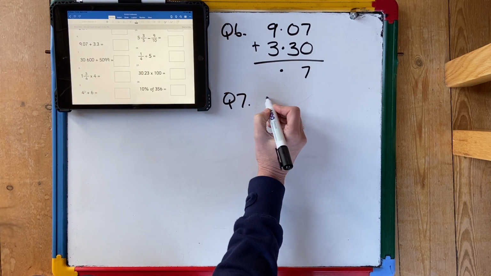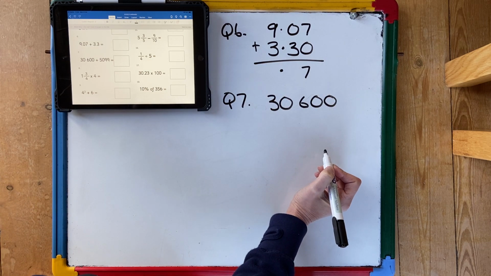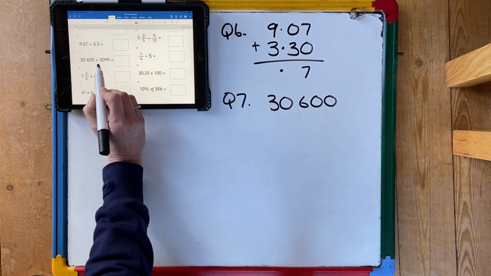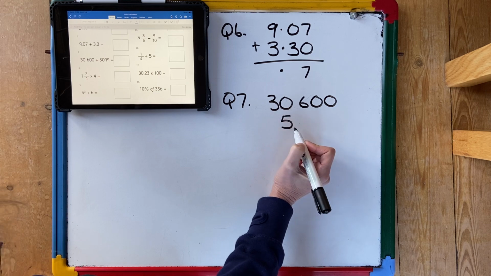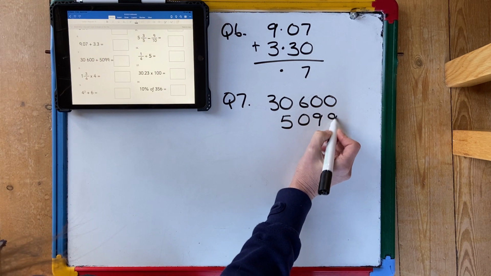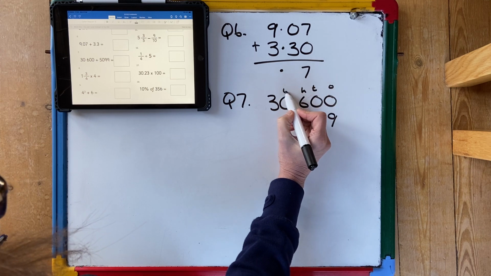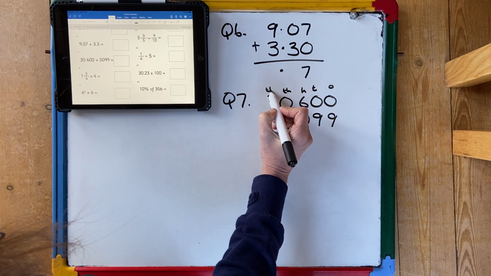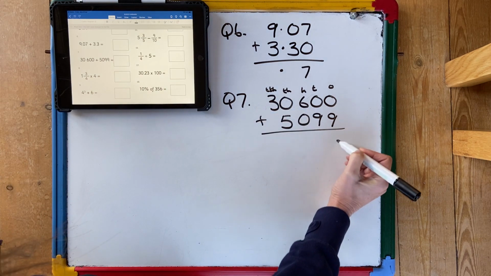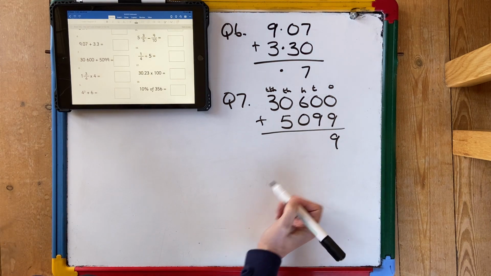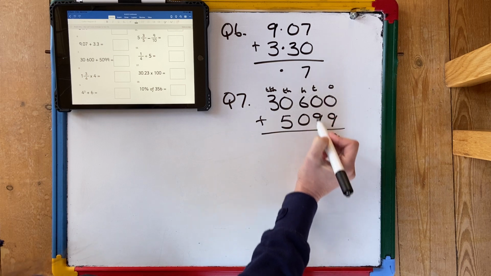Question 7, 30,600 add 5,099. So the 5,000 needs to go in the thousands column. So underneath the 0, 5,099. Remember that's your ones column, tens, hundreds, thousands, tens of thousands. Adding 0, add 9 is 9, and so on. Make sure that you are laying out your digits really carefully in the correct column.